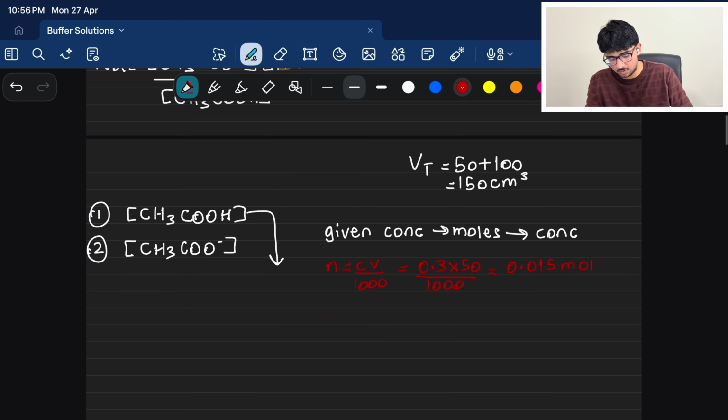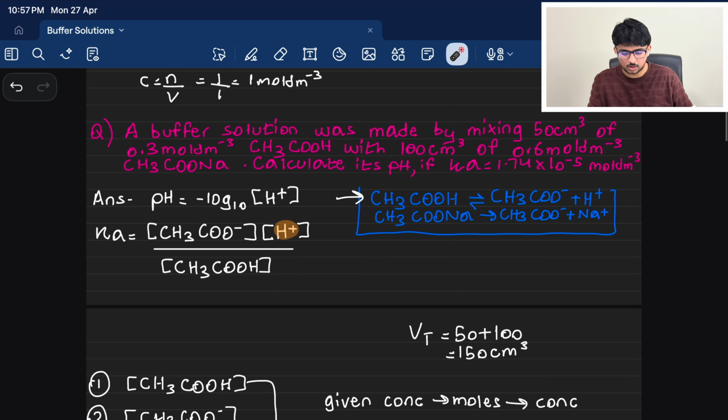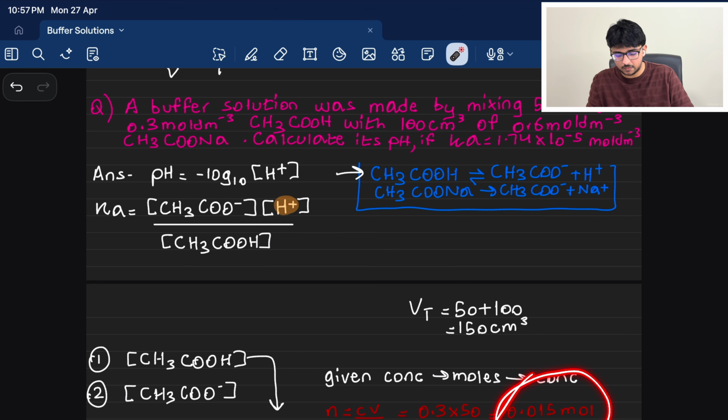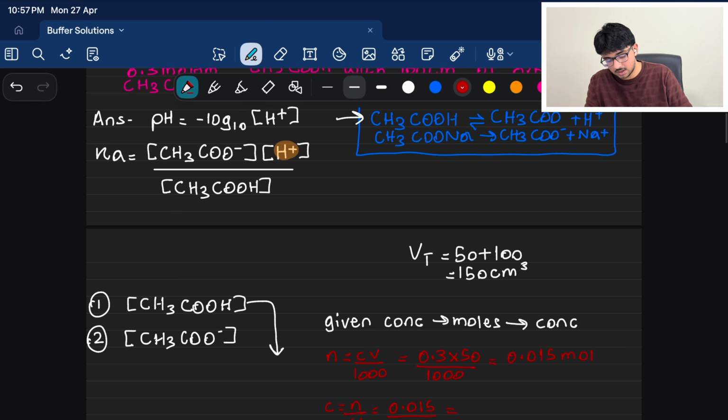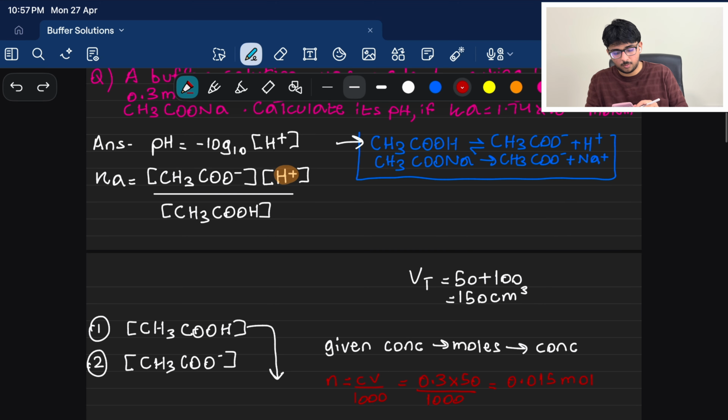Now convert this into concentration. So this is going to be 0.015 mole over 150. Oh, sorry, convert this to decimeter, 0.15. If you're thinking what's the difference between the earlier question and this question, in the earlier question, you were already given the moles. In this new question, you're first finding the moles and then the concentration in the container and not the initial concentration. So 0.015 divided by 0.15 is 0.1 mole per dm cube.